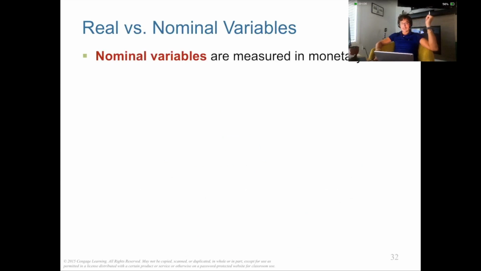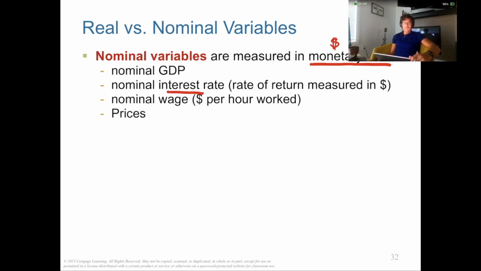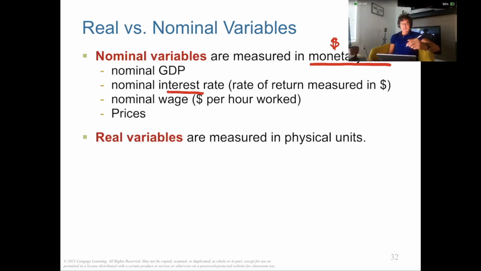So nominal variables are just variables that are measured in monetary units, say, in terms of dollars. For instance, nominal GDP, or the nominal interest rate, the rate of return measured in dollars, the one that you can get at your bank, say 1% of the nominal value. Nominal wages, so dollars per hour worked. Prices, where the definition is the amount of money that is required in order to buy a particular good. So as you can see, everything here is measured in terms of dollars.